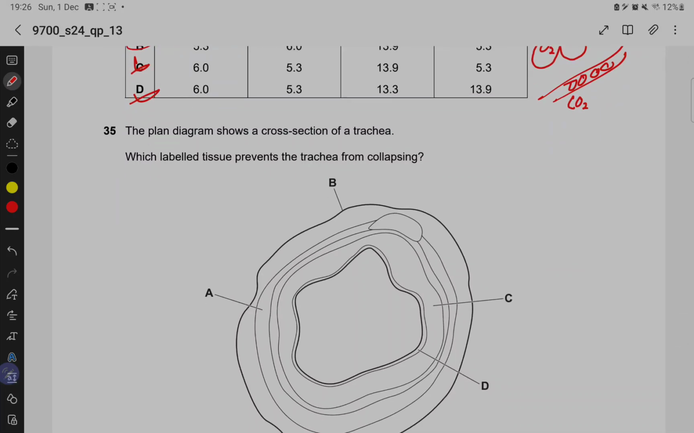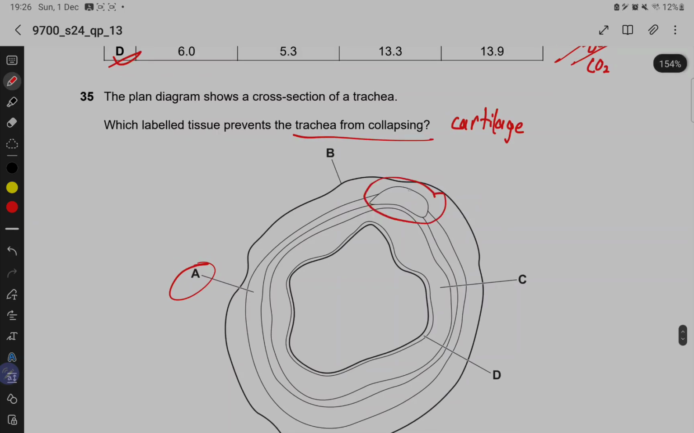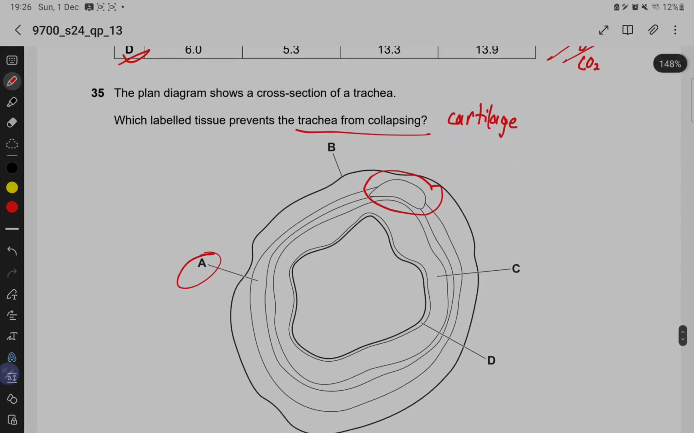Which labeled tissue prevents trachea from collapsing? So it's just cartilage. It's A, because you can see this little thingy here. It's a piece of cartilage.